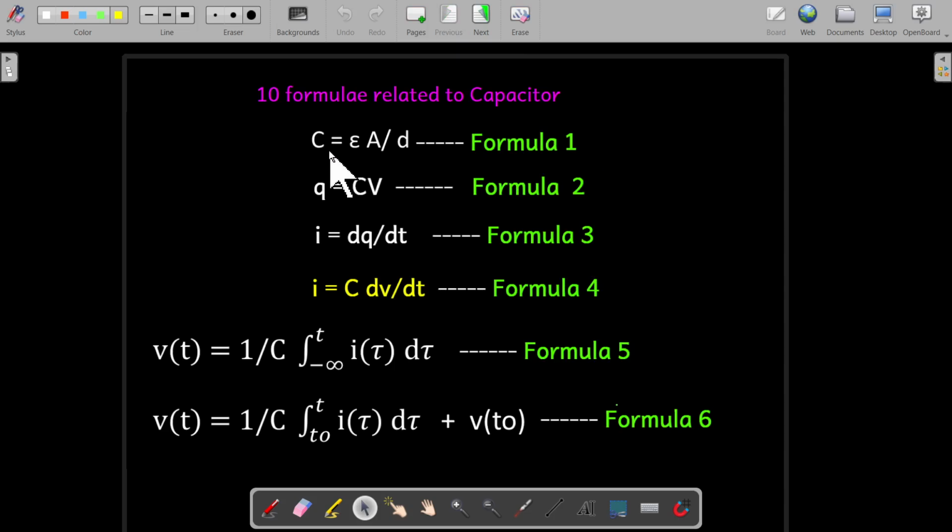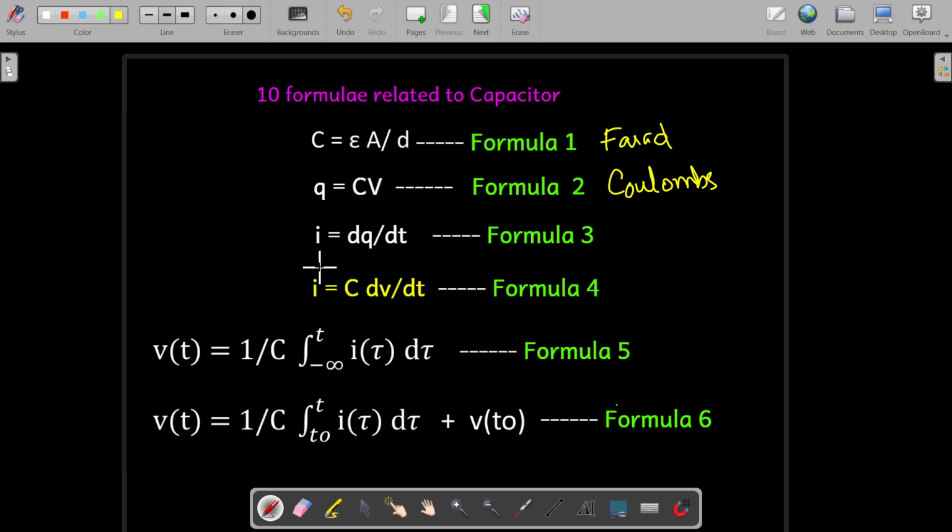Before solving this problem, you must know 10 formulae related to the capacitor. The first formula is C equals epsilon A by D. That is, the capacitance is equal to epsilon, the permittivity, multiplied by the area divided by the distance of separation between the plates, and its unit is farad. The second one is Q equals CV. Q is the charge, equal to capacitance times the voltage applied, and its unit is coulombs.